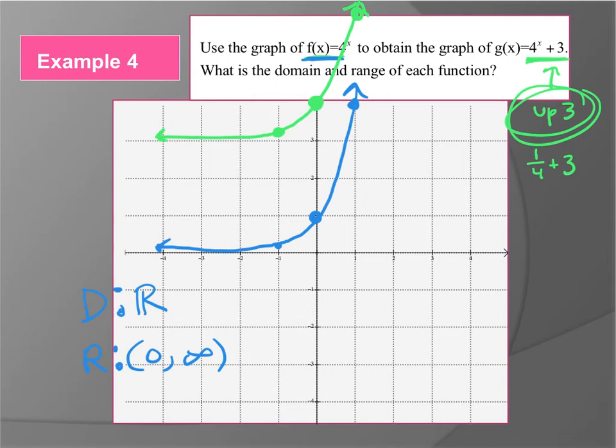Well, you would have one horizontal asymptote for each graph. What's our domain for our green one? All real numbers. And what's our range? 4 to infinity. Is it 4 to infinity? How many did we shift up? We only shifted up 3. We see that our horizontal asymptote is at 3. So it would be 3 to infinity.